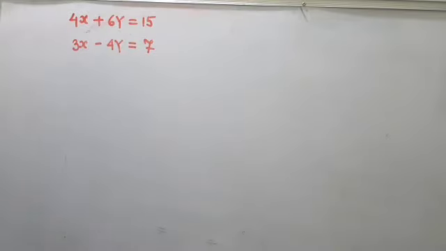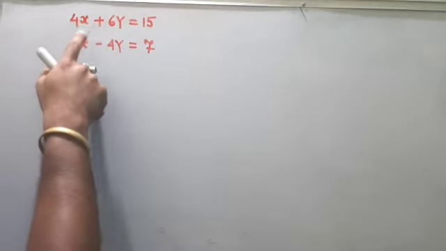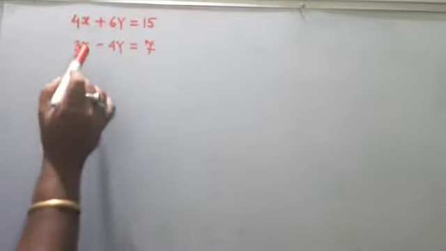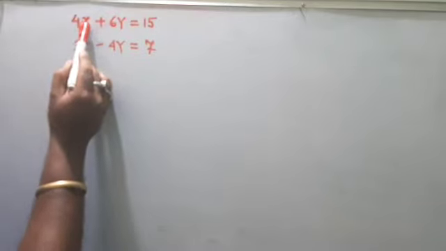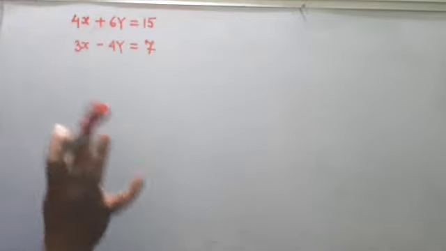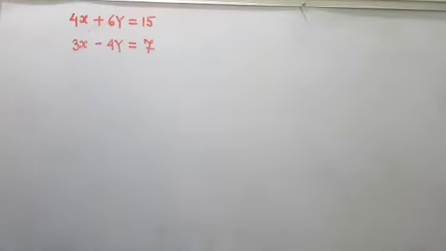The equations are 4x plus 6y is equal to 15 and 3x minus 4y is equal to 7. You have to find the value of x and y by eliminating the variable x or y by equating their coefficient. In this method, you multiply by some suitable number, so that we equate the coefficient of x or of y in both the equations. Okay.